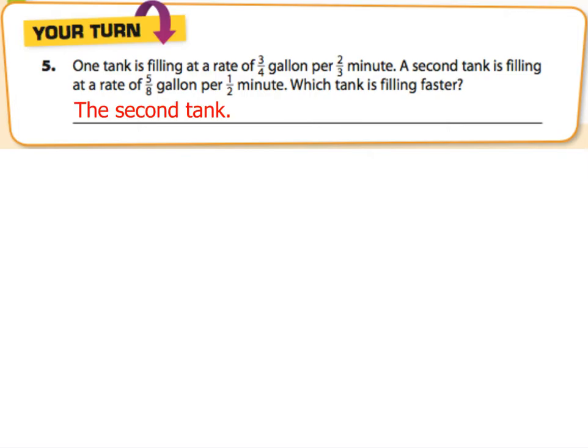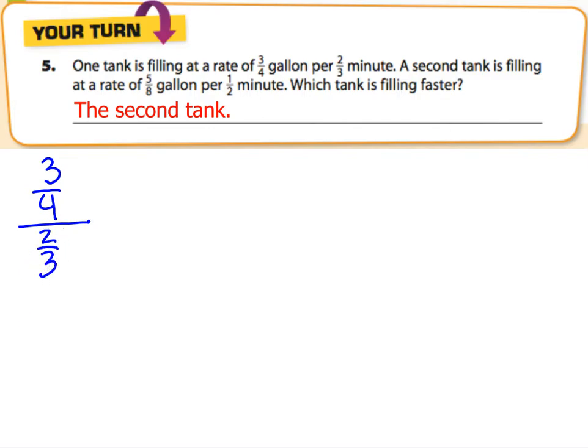All right, you should have found that the second tank is filling faster, and to find that, you would have done your rates, and I'm just going to show you the division. I'm going to show you the unit rate way, okay? If you're doing the division way, I see that more as the advanced way, and I feel like you would have gotten the answer right away. So here you would have found that you had 3/4 gallon per 2/3 minute.